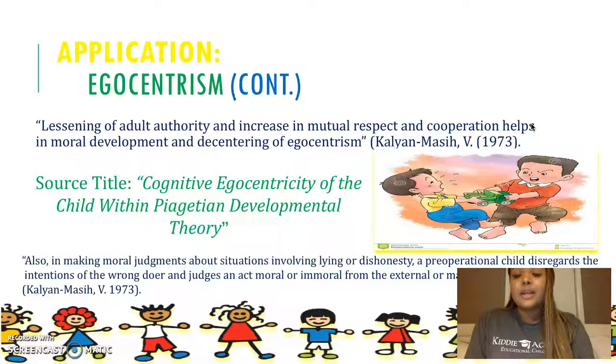Okay, in continuation, it is also quoted that the lessening of adult authority and increase in mutual respect and cooperation helps in moral development and decentering of egocentrism. So although the adults do have to kind of introduce the idea of egocentrism not being great, and how they do want to employ altruism and common respect for others and have a better idea of worldliness, it's also up to the children to have it innate in them. They have to want to act this way, they have to be shown this is the proper way, and they have to actually do it that way. So just to continue.